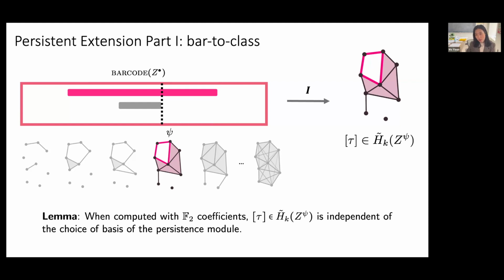If you're computing your homology with field 2 coefficients, you can show that the homology class that you identify this way is unique, and it doesn't depend on the choice of bases of the persistence module that you started with.